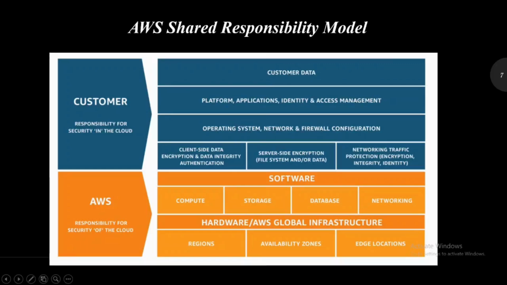Customers must manage aspects such as data encryption, identity and access management, and the security of their operating systems and applications. This model emphasizes collaboration to ensure a secure cloud environment, where AWS provides the foundational security and customers implement their own security measures. So first, let's discuss the responsibility of AWS.